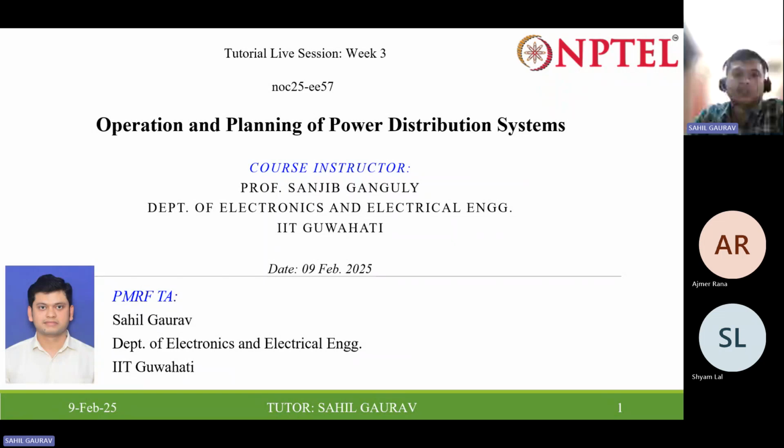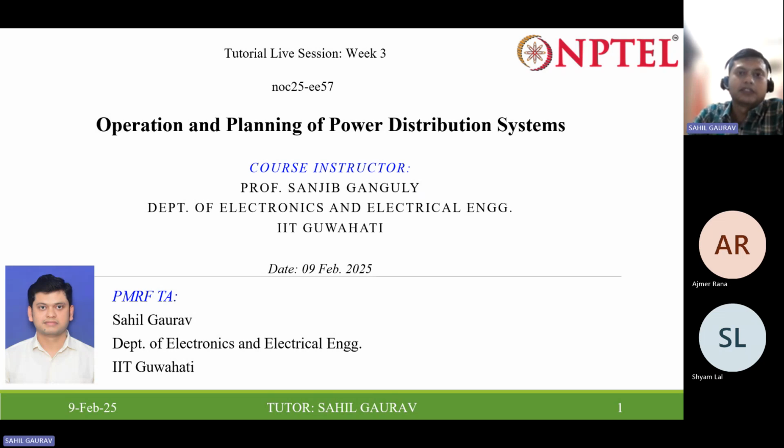In the last session, we did problems based on some factors that characterize our distribution side loads. In today's session, we will see demand side management, and then we will solve some problems based on the overview of power distribution networks, and we will see how the busbar arrangements happen in the power distribution networks. So let us begin the session.